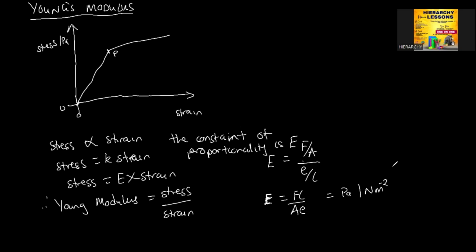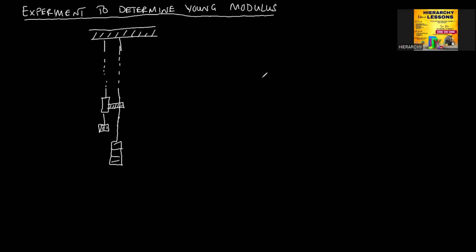Now I want to look at an experiment to determine Young modulus. So that's the setup of the experiment. We're considering two wires, let's say P and Q. Q will be the test wire, and P will be the reference wire.